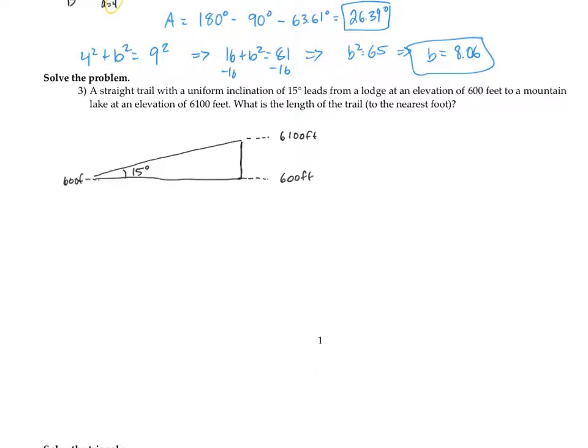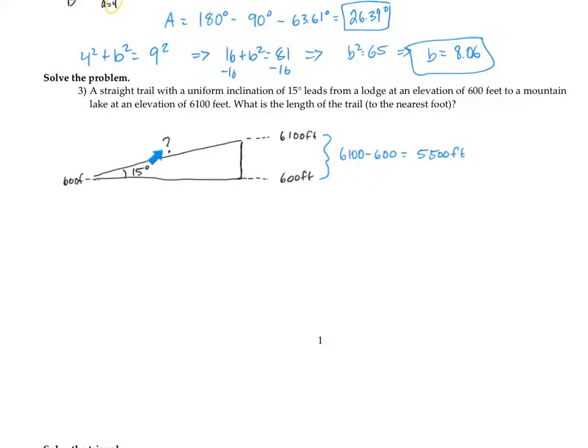This elevation up at the top is 6,100 feet, which means we know that this distance right here can be calculated. We want to know how long is this side. What is the length of the trail to the nearest foot? Okay, so first of all, let's find this distance right here. 6,100 minus 600 gives me 5,500 feet.